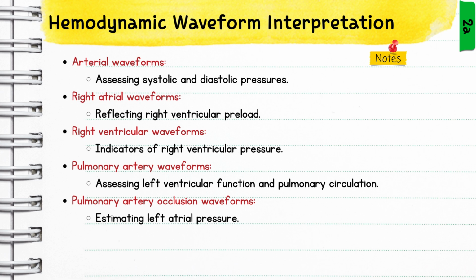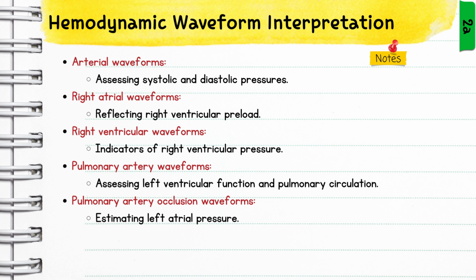So, waveform interpretation. Interpreting hemodynamic waveforms is another important skill for a critical care nurse. Arterial waveforms allow us to assess systolic and diastolic pressures in real time. Right atrial waveforms provide insight into right ventricular preload, which is the volume, while right ventricular waveforms give us a picture of right ventricular pressure.